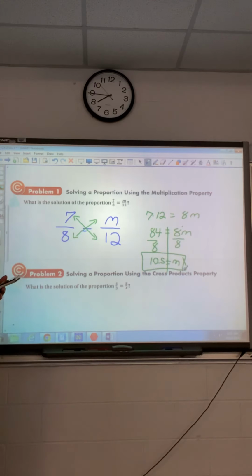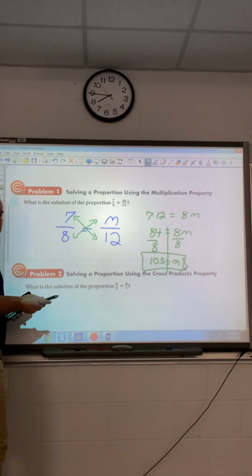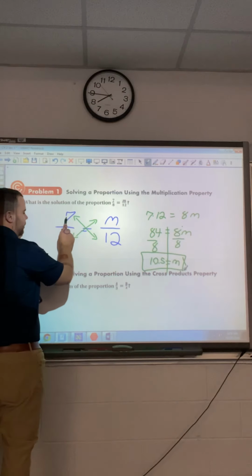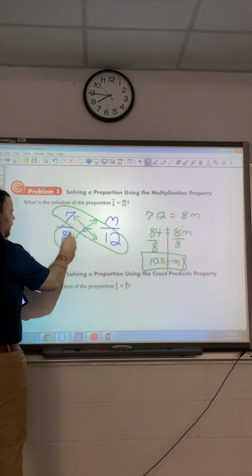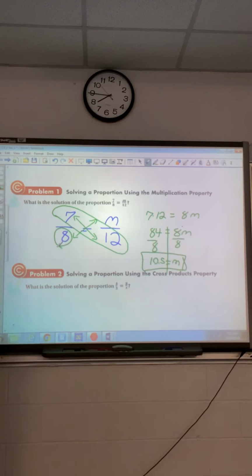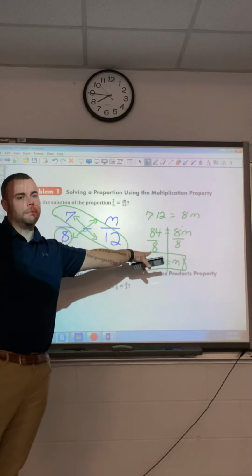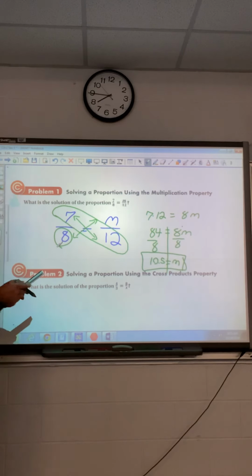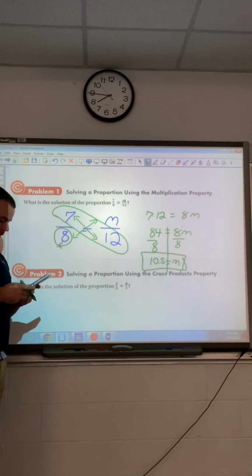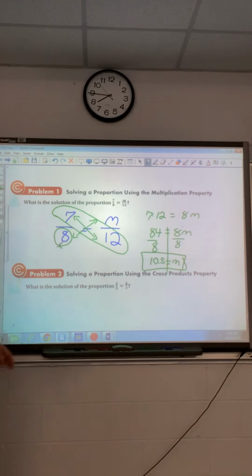Also, another shortcut that I see people use is cross multiply and divide. Take the two numbers that are right across from each other. I think this is kind of easier. This is what I do. The two actual numbers, 7 and 12. Multiply those two together and divide by the other number. That's basically what I did over here, but you don't have to write out all that work if you do it that way. If you take your calculator and say 7 times 12, 84, divided by 8, 10.5. Cross multiply and divide.